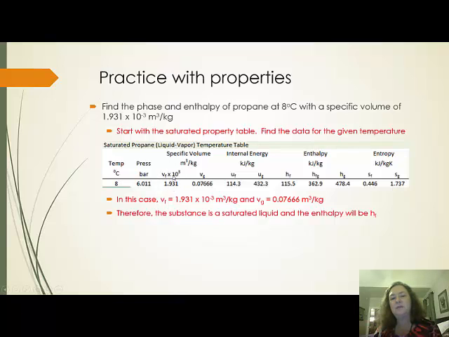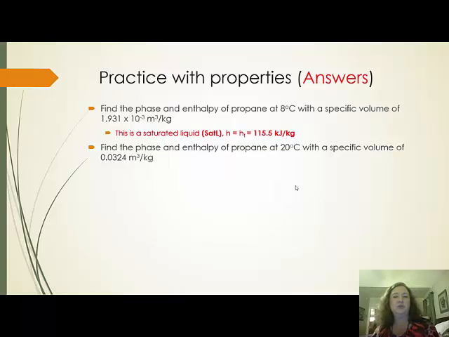This says that VF times 10 to the third equals 1.931. That means VF is 1.931 times 10 to the minus third. The units are meters cubed per kilogram right up here. And then VG is just simply this number because they don't have anything fancy in the column heading. All right, so this is what I'm looking for. So in this particular case, I have a saturated liquid, and the enthalpy is going to be the enthalpy for a saturated liquid. In this case, 115.5 kilojoules per kilogram.